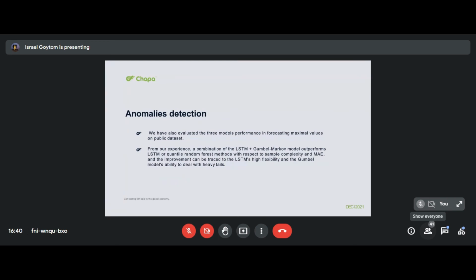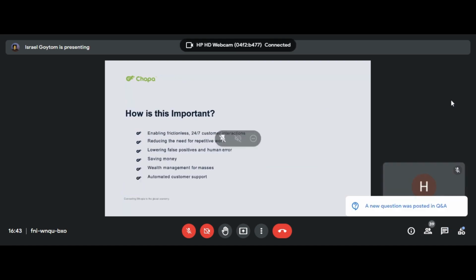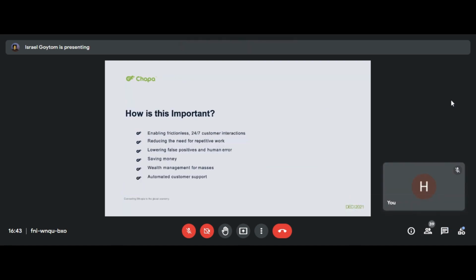For the anomaly detection, we have also evaluated three models. There's the famous LSTM model from deep learning. Then we're trying to mix it, to make a hybrid, with a Gamble Markov model, let's say as a personal AI or as a personal advisor.